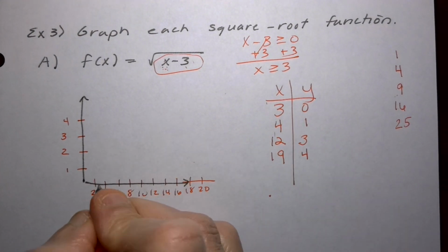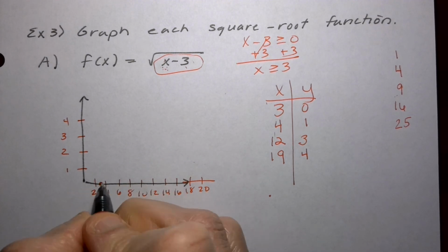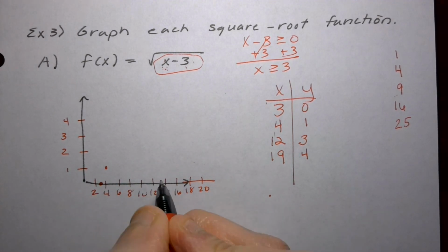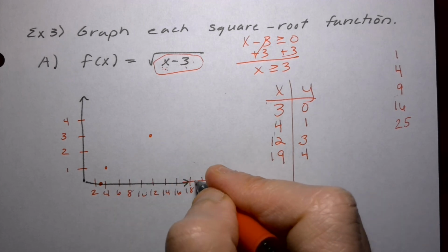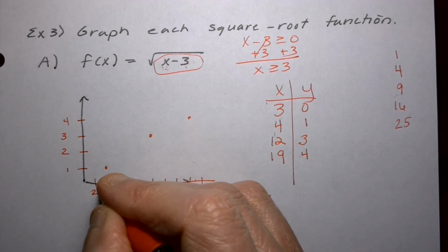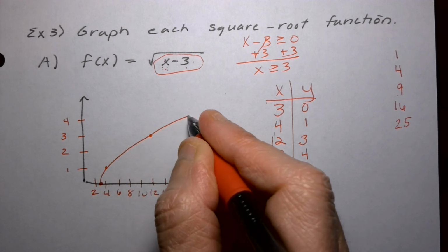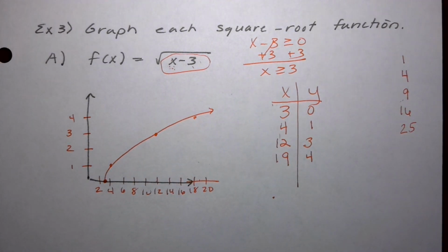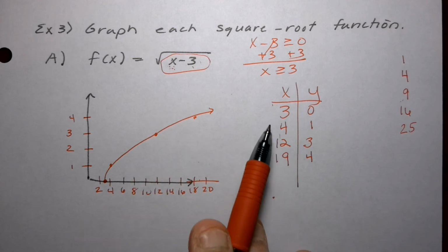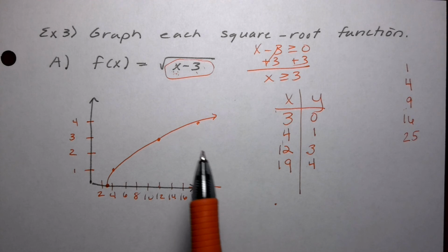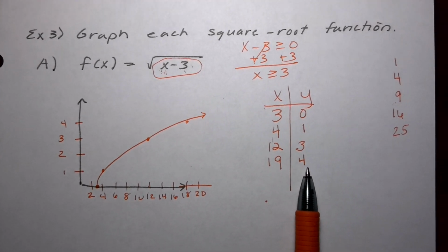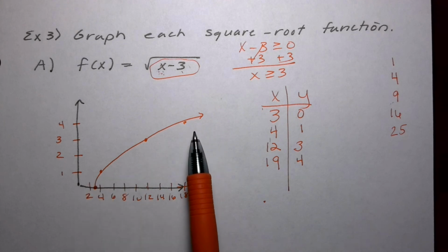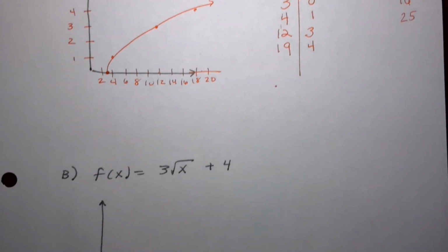So 3, 0. I'm going to graph that. 4, 1. 12, 3, and 19, 4. So you can see what we've got going here. There's your curve, your square root curve. Now if you did this and you didn't pick these nice numbers, what you'll get is just some decimals, and that's okay too. You can round your decimals and put them on here, but it's just nice when everything works out well like that.